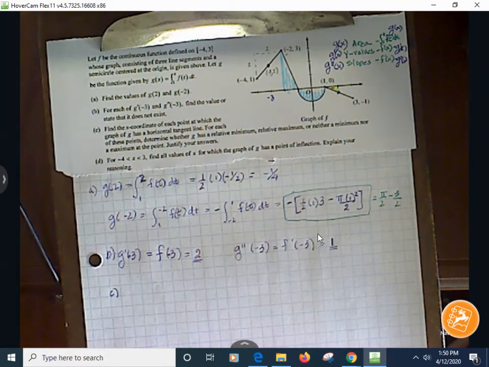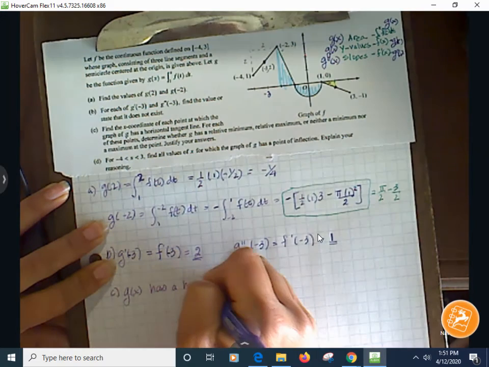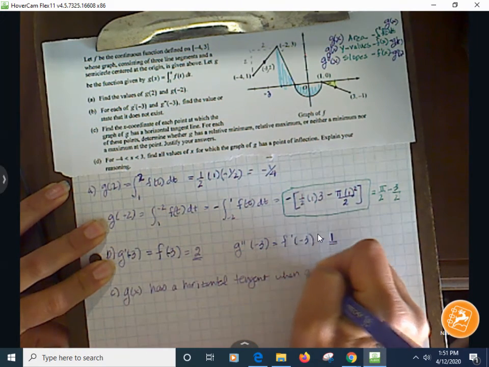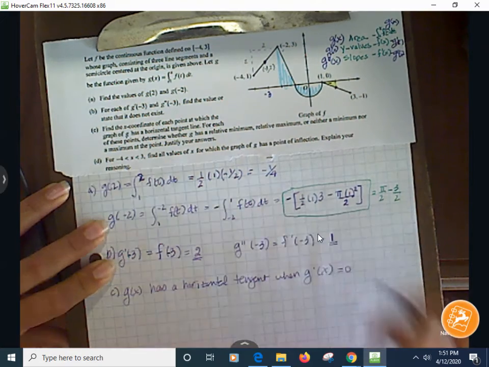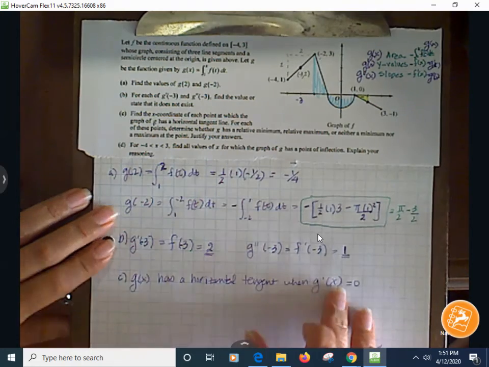All right, now part C. Find the x-coordinate of each point at which the graph has a horizontal tangent line. For each of these points, determine whether g has a relative minimum, maximum, or neither. Justify. Okay, so first, I'm going to find out where g has a horizontal tangent. g of x has a horizontal tangent when g prime of x is equal to 0.